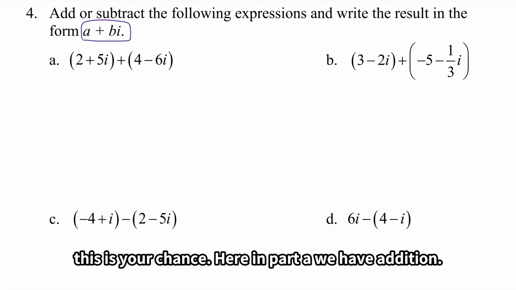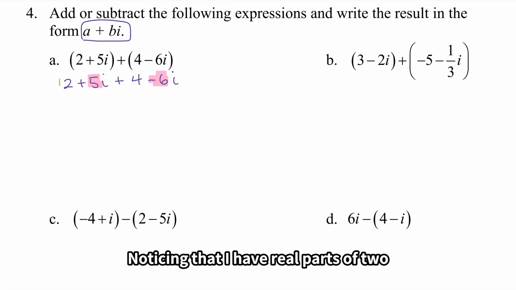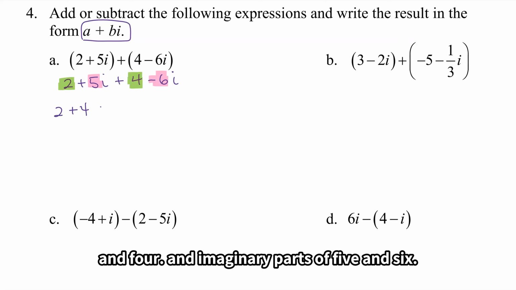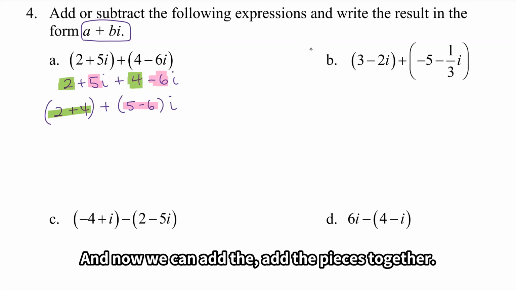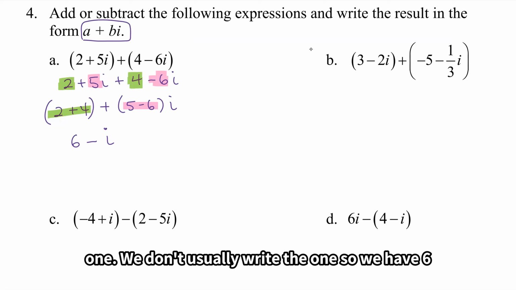Here in part A we have addition. So I could drop the parentheses completely. And noticing that I have real parts of 2 and 4 and imaginary parts of 5 and 6, now we can add the pieces together. Real part 2 plus 4 is 6. Imaginary part 5 minus 6 will be -1. We don't usually write the 1, so we have 6 minus i.